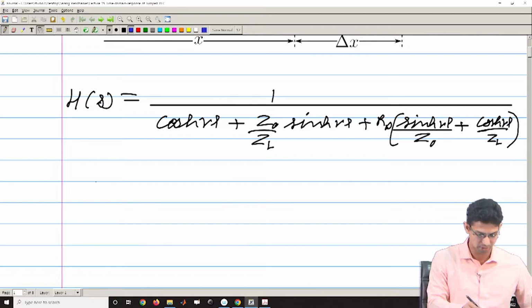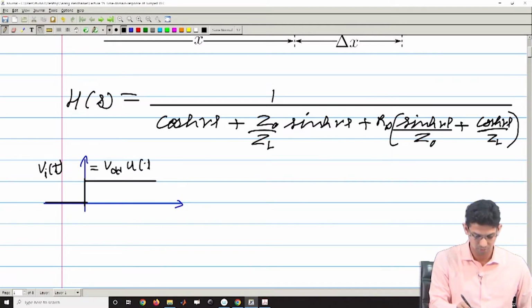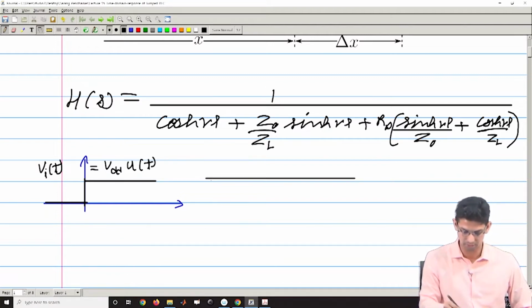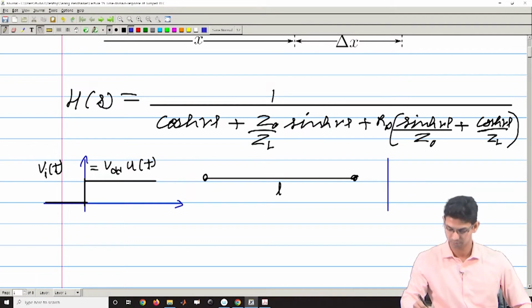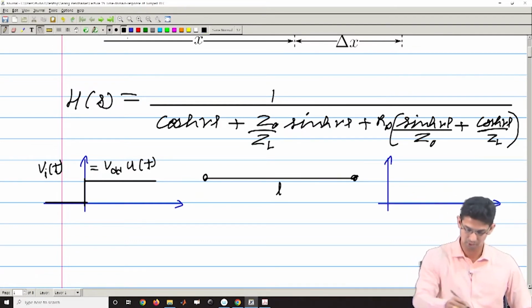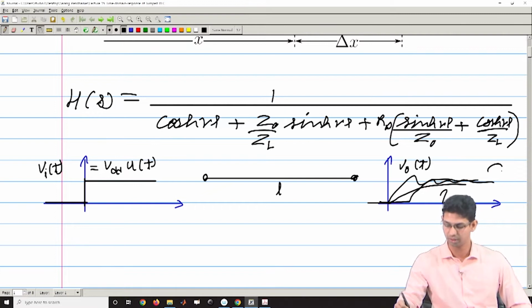So, if I have an input signal like this, Vi of t, say Vdd into u of t, connected to my interconnect of length L, I know its transfer function. What I am interested in finding out is V out of t. Are there ripples present, or is it a damped output like this, or is there a delay and then there is something like this? So, we need to find this out.